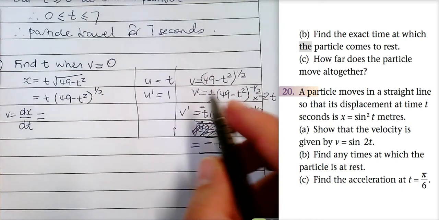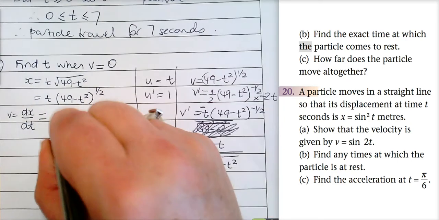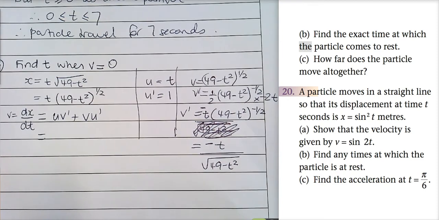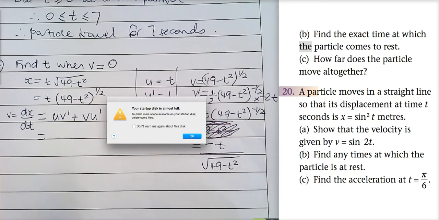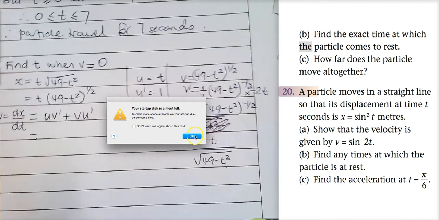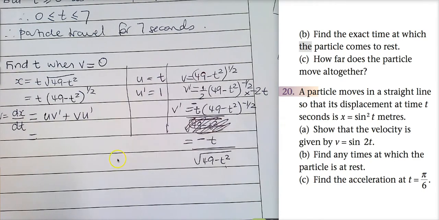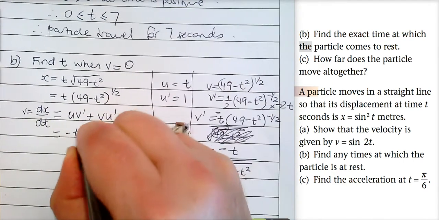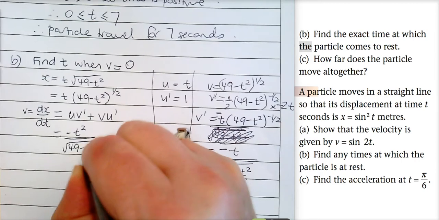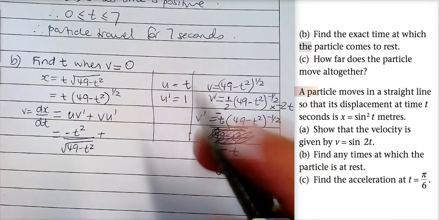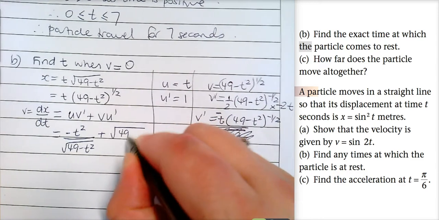Very good. So, what have we got? uv dash plus vu dash. u is t, v dash. I just put them over the square roots. Keep them as square roots. I think it's easier. So u times v dash, t times negative t, it's negative t squared over the square root of 49 minus t squared, plus v times u dash, isn't it just the square root of 49 minus t squared?